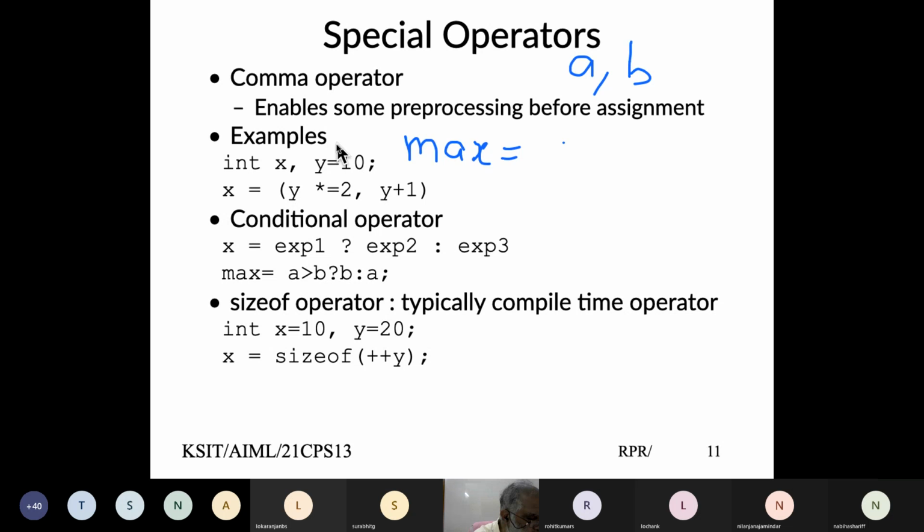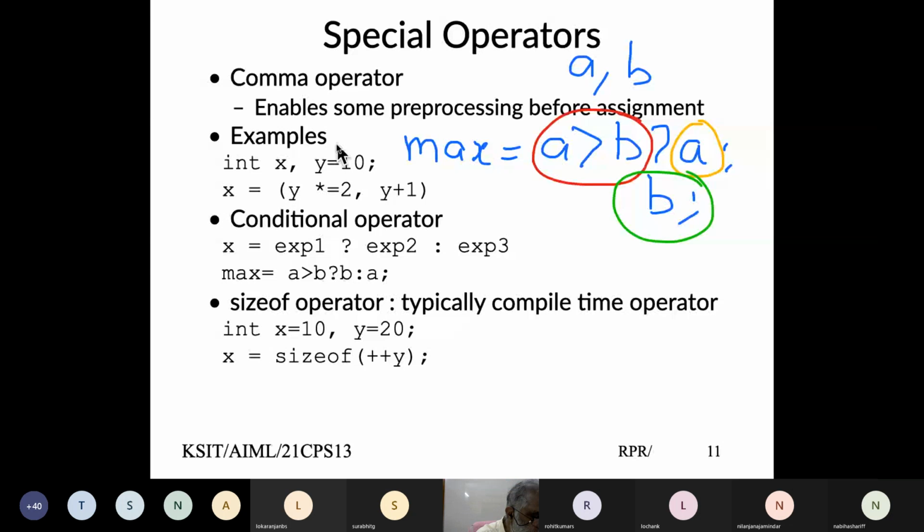If this evaluates to true, the max would be assigned the value A. If this condition is false, then max would be assigned the value B. And this is what is called the conditional operator or ternary operator.